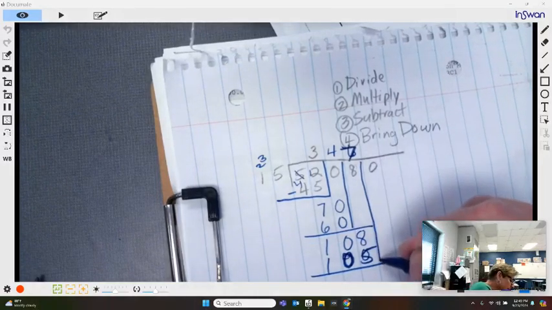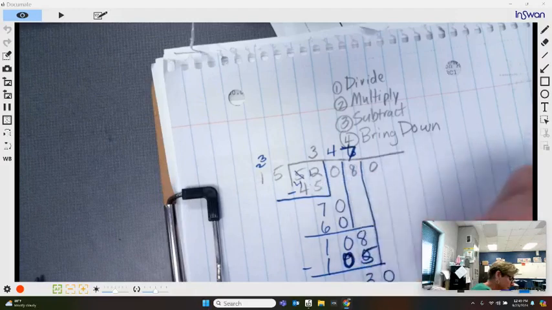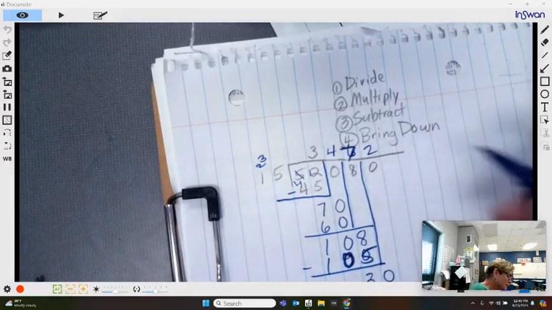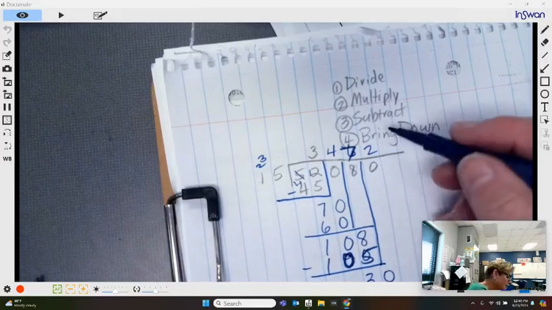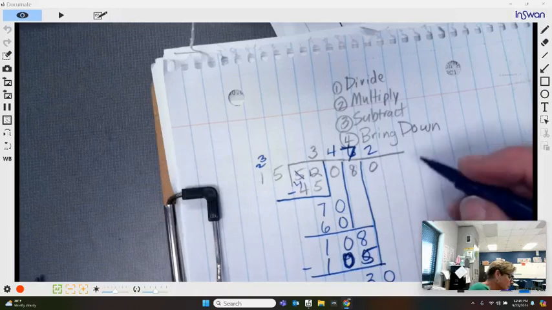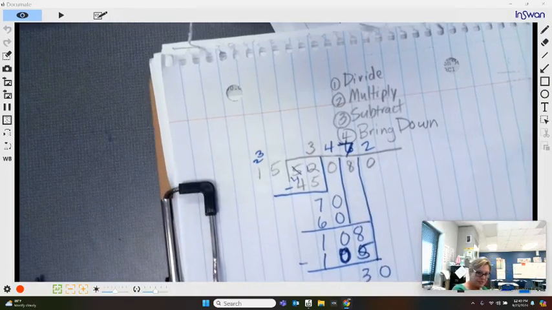Where I brought that 8 down, I'm going to subtract. That's going to be 3. And I'm going to bring down that last 0. And 15 times 2 is 30. So that problem is done. And I did not have to annex any zeros, but the quotient on that one is going to be 3,472. Sorry about my mess.